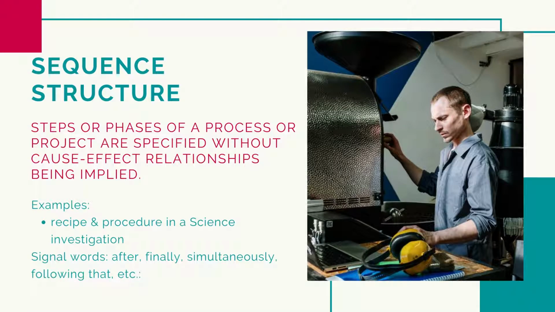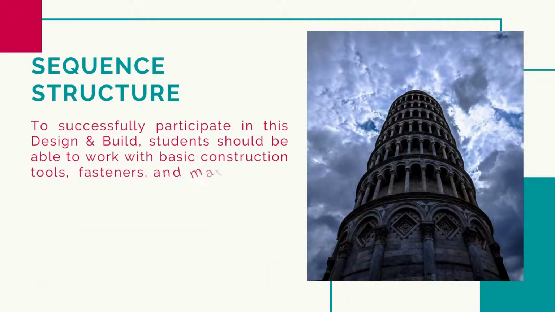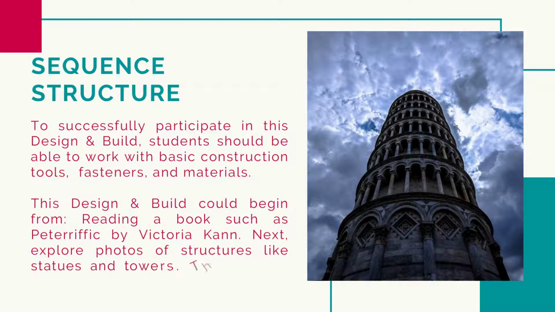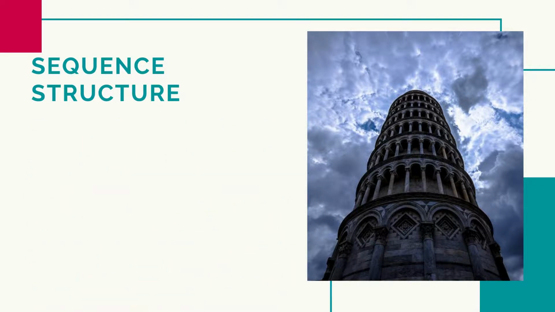In sequence pattern, steps or phases of a process or project are specified without cause-effect relationships being implied. This text structure gives readers a chronological order of events or a list of steps in a procedure. Best examples of this are recipes or procedures since they just state the steps on how to do something. Commonly, sequence patterns use words like first, second, after, finally, etc. Look at this example. Read it and identify the characteristics of a text pattern evident in this excerpt.